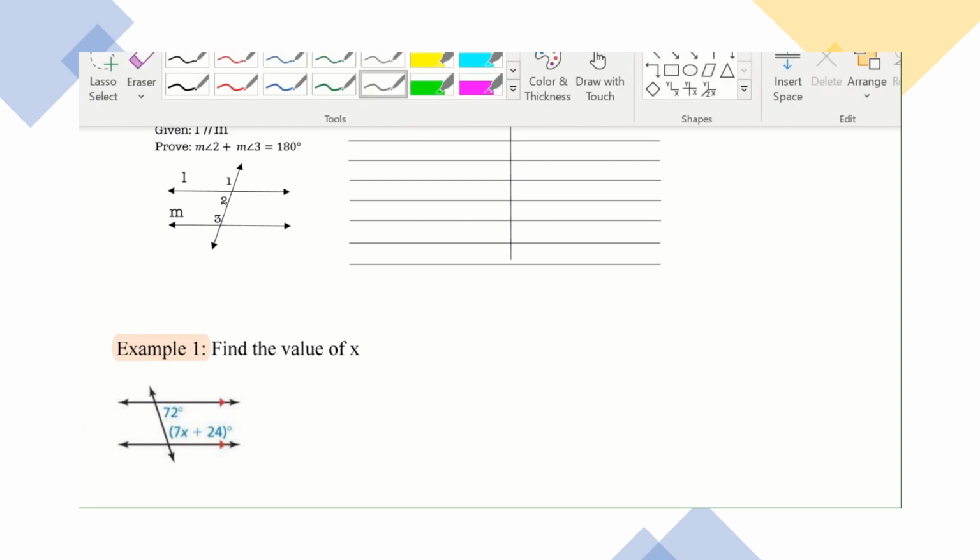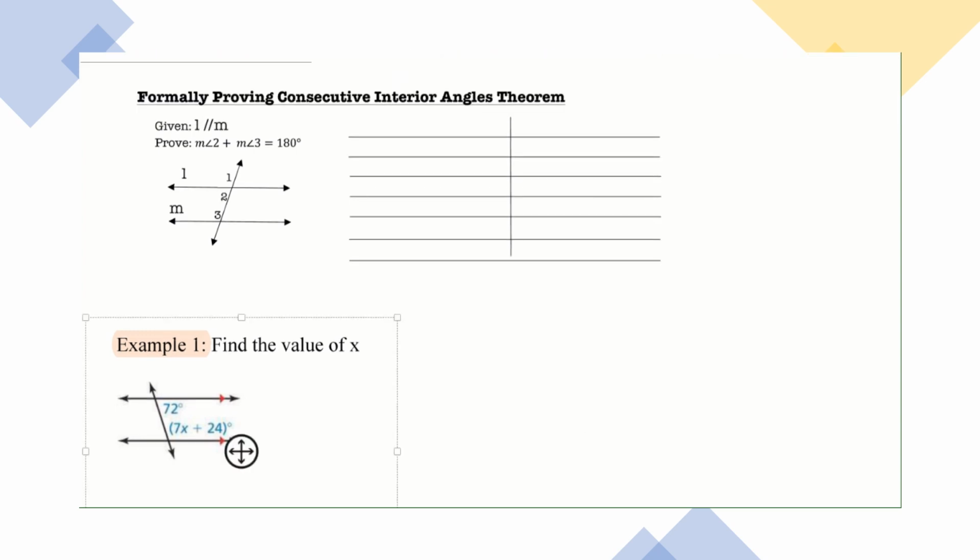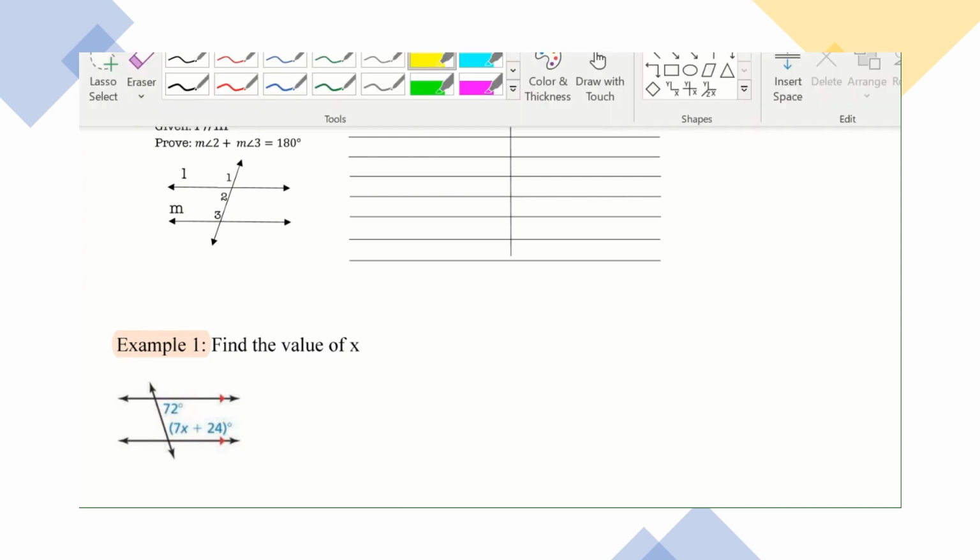So we have our setup for our two-column proof. We're going to be proving the consecutive interior angle theorem. So let's go ahead and look at our given and the statement that we're trying to prove.